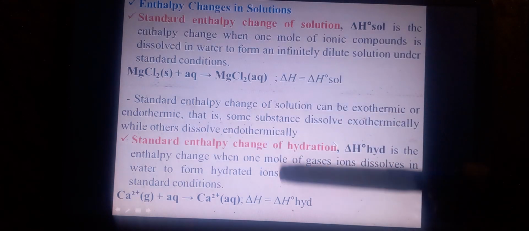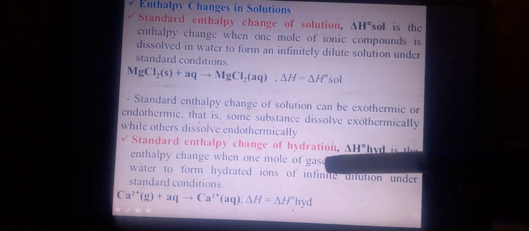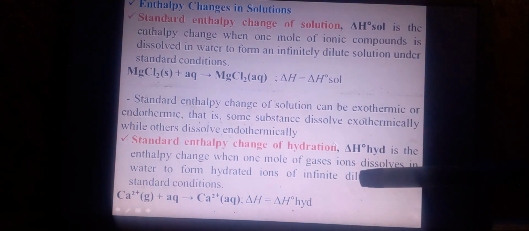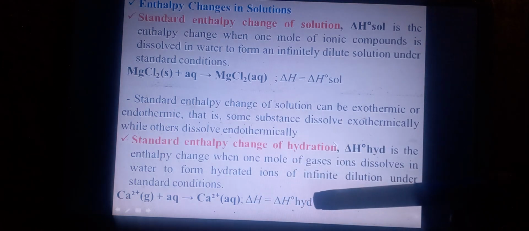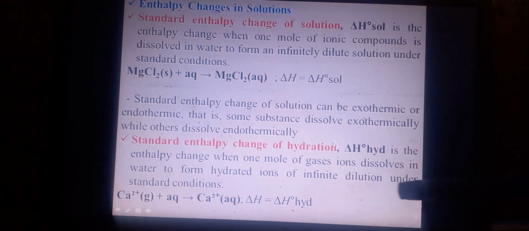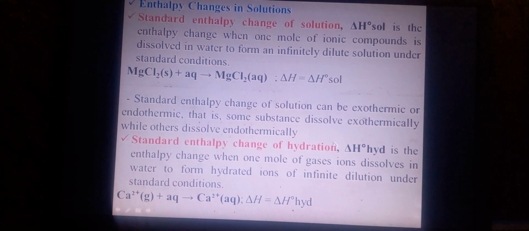Then the second terminology, standard enthalpy change of hydration. What does it mean? It is the enthalpy change when 1 mole of gaseous ions dissolves in water to form hydrated ions of an infinitely dilute solution under standard conditions. So when gaseous ions of ionic compounds get solvated with water, heat is normally evolved. So that kind of energy change is called enthalpy change of hydration.